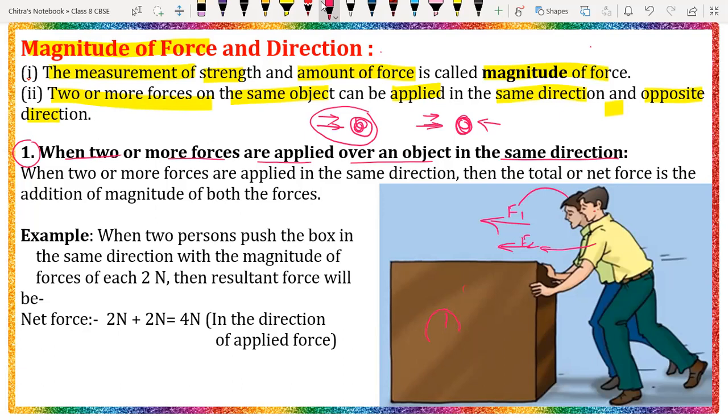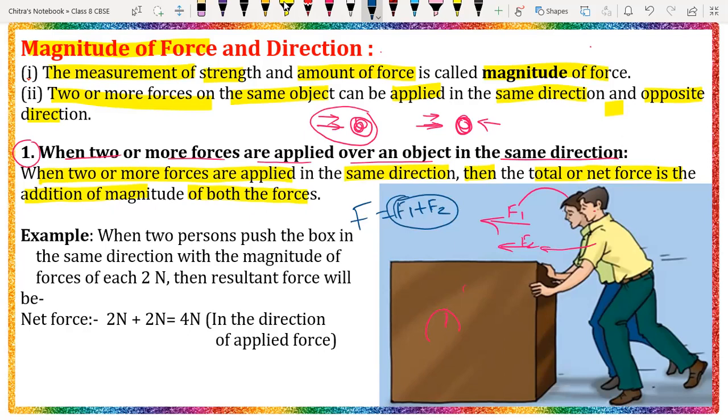So let's discuss from here. When two or more forces are applied in the same direction, the total or net force is the addition of the magnitudes of both forces. That means the total force F equals F1 plus F2. The resultant force is equal to the sum of both forces applied by the two persons on the same object when the force is applied in the same direction.